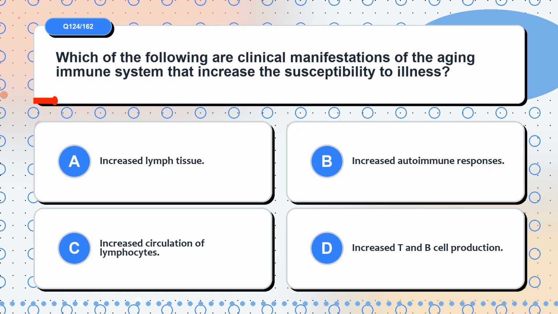Question 124. Which of the following are clinical manifestations of the aging immune system that increase the susceptibility to illness? Here are the options. Option A. Increased lymph tissue. Option B. Increased autoimmune responses. Option C. Increased circulation of lymphocytes. Option D. Increased T and B cell production.